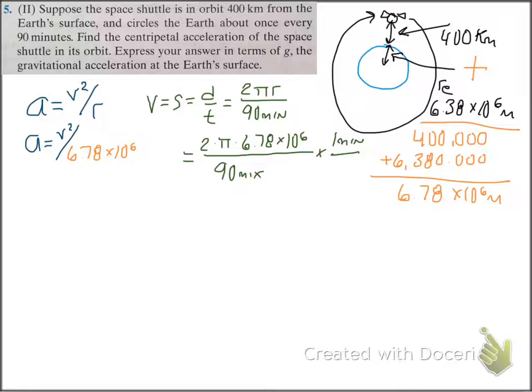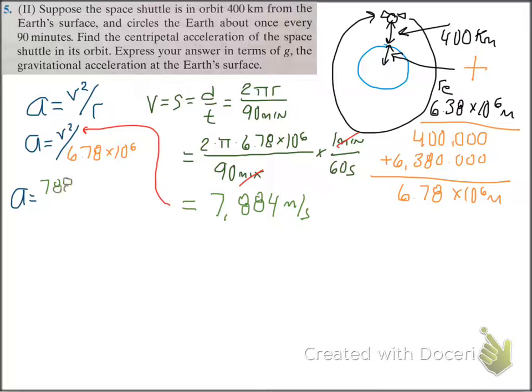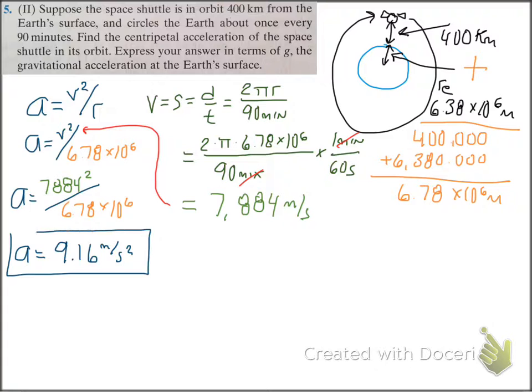And then we convert: 1 minute is 60 seconds. And we put all those numbers together, and we find out that the velocity of the ship is actually 7,884 meters per second. So we put that back in for v in our equation. And then we crunch the numbers, and we find out the acceleration of the space shuttle is 9.16 meters per second squared.